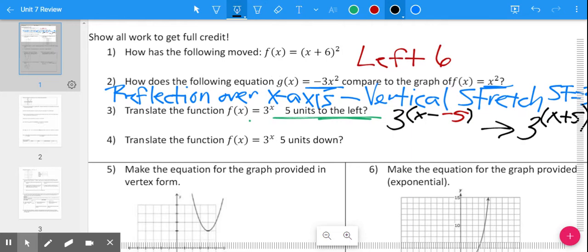So the next one says 3 to the x 5 units down. Down is an output. It affects the y, so it's outside the parentheses, and we don't change outside. So we have 3 to the x minus 5.